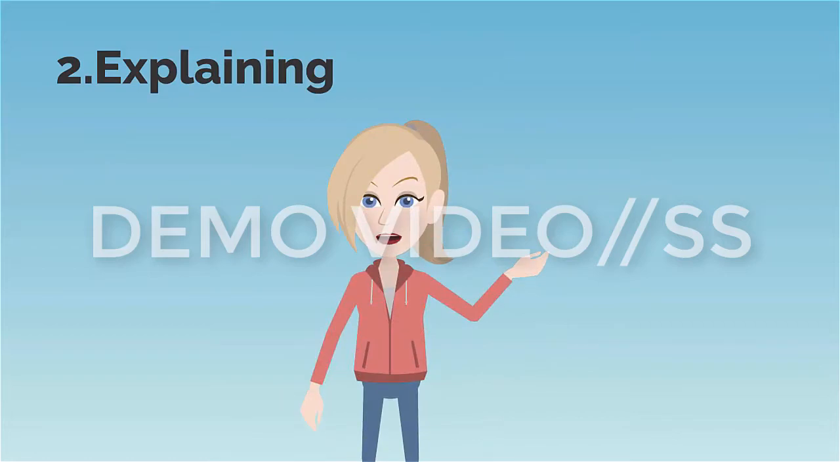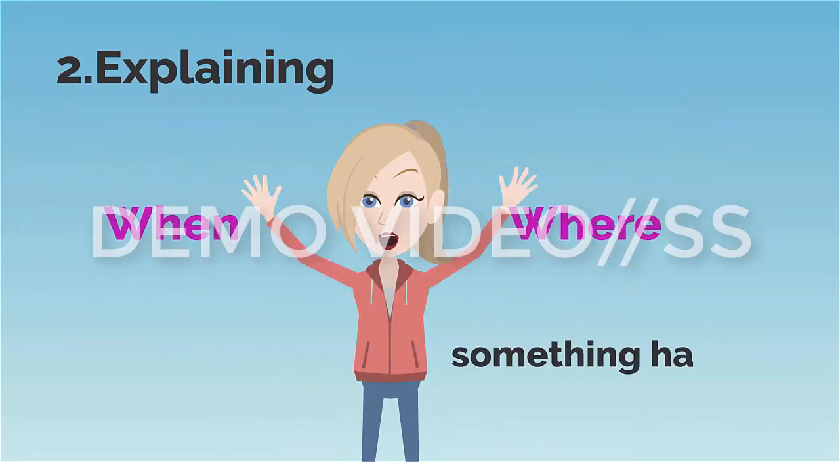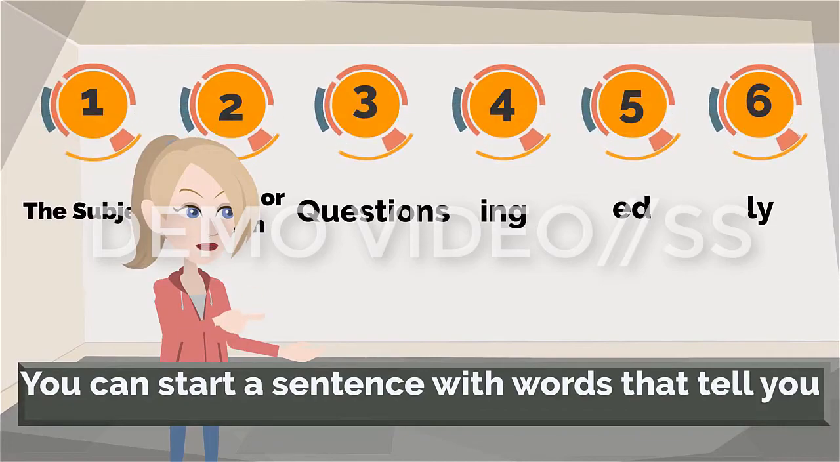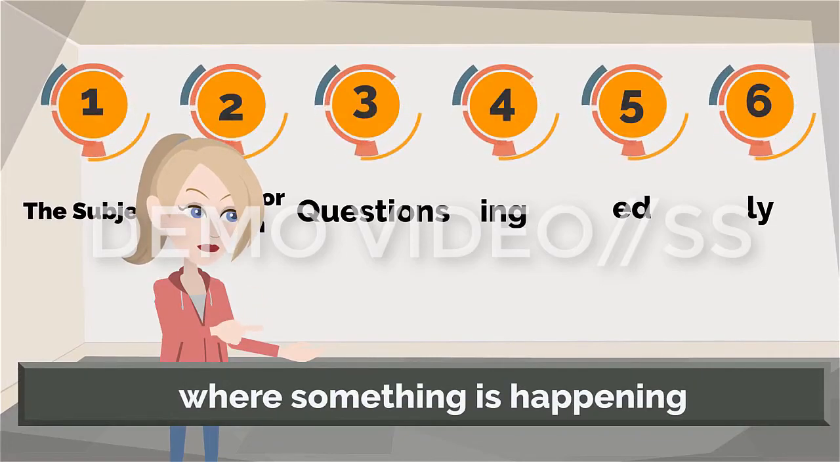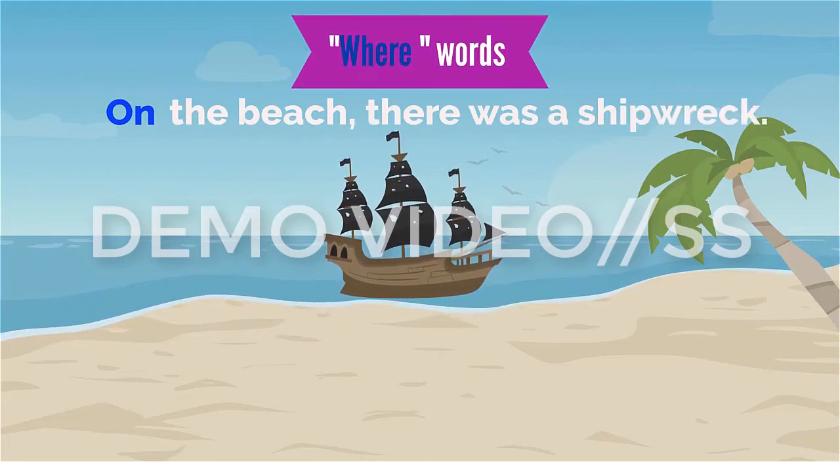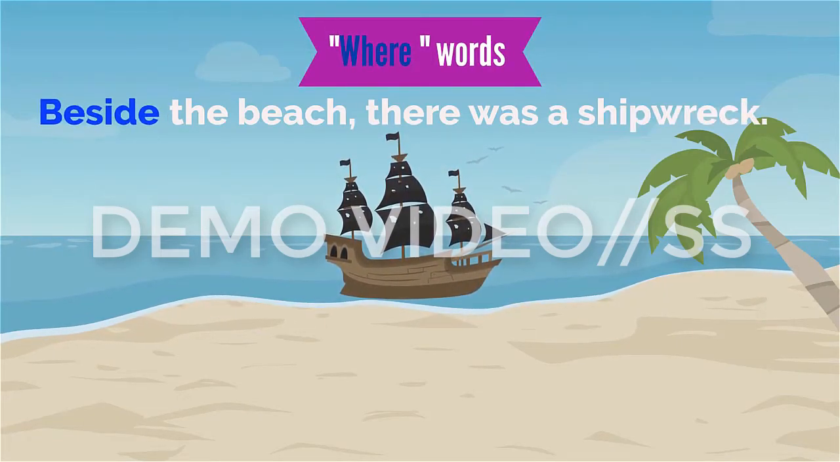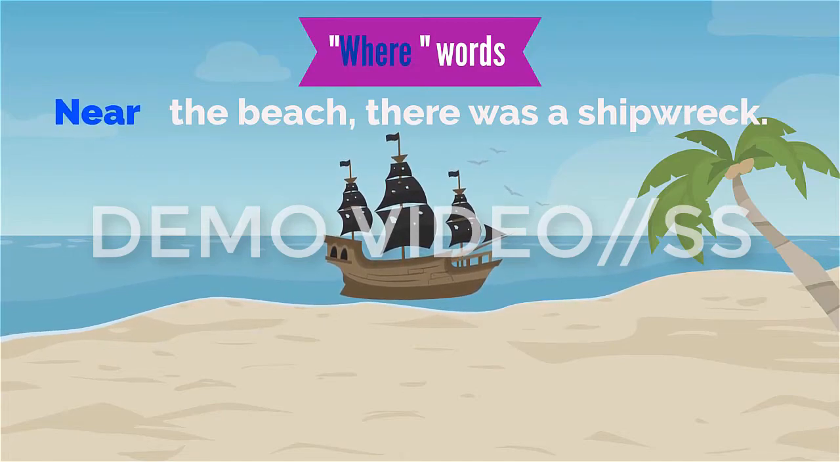2. Explaining where or when something happens. You can start a sentence with the words that tell you where something is happening. On the beach, there is a shipwreck. Or it could be beside the beach, by the beach, near the beach.